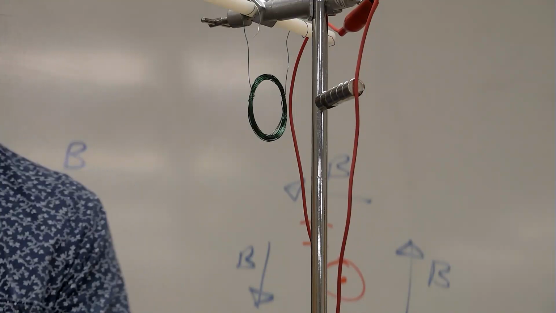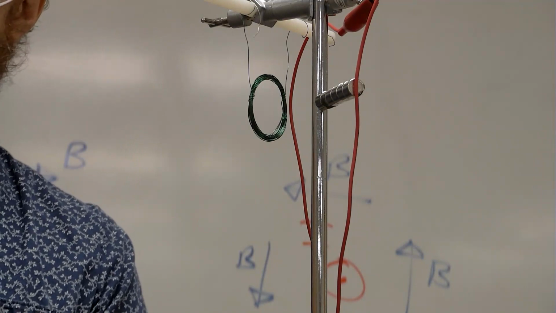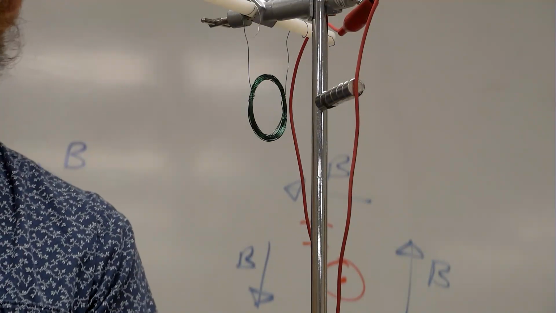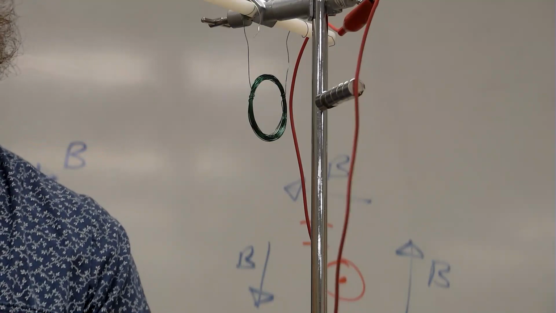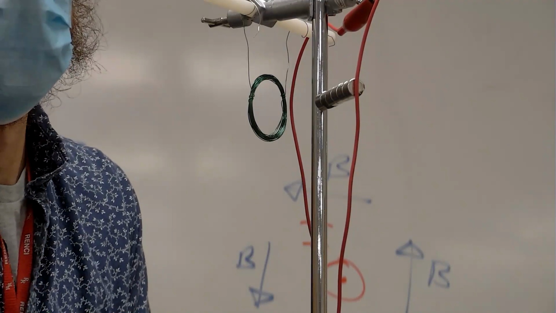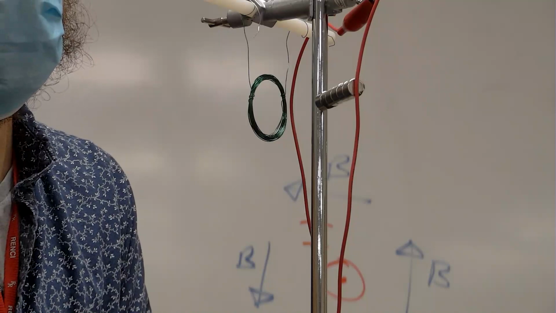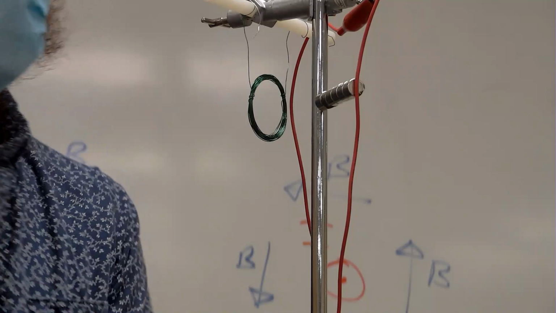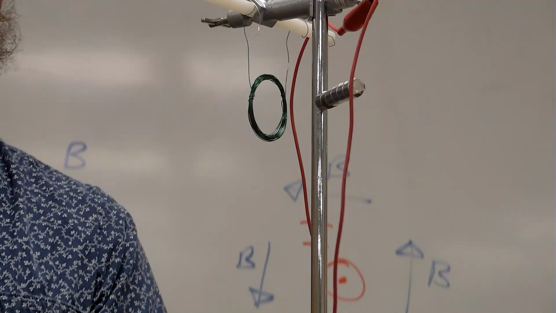So notice the current is coming down. The magnetic field is either pointing towards you or away from you. And the resulting force is this way. What do you think happens if I reverse the direction of the current? Boy, I wonder. So now the current's coming up. Ooh. Now it goes the other way.